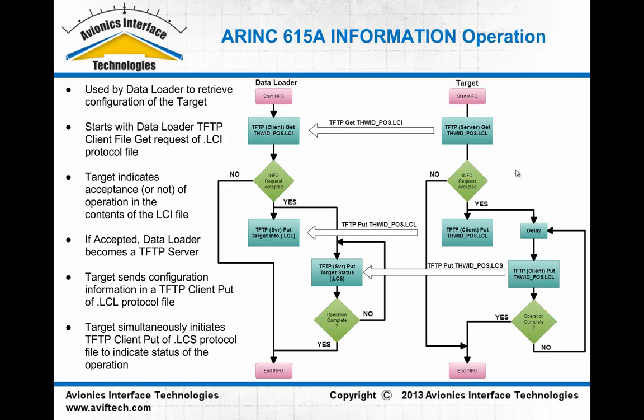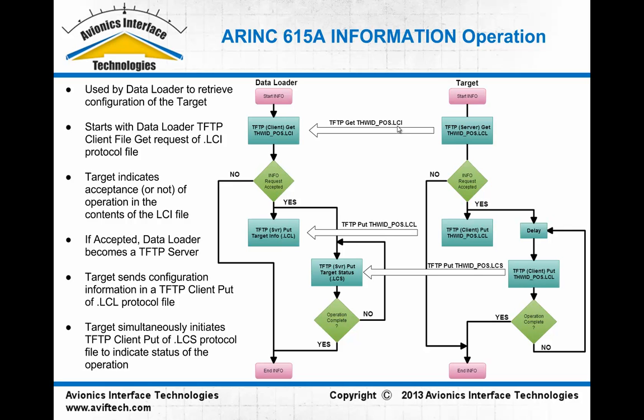The way an information operation starts off is that when the operator of the data loader kicks off the operation, the first thing that happens is the data loader uses its TFTP client to request to read a specific file with the extension LCI from the target. The content and format of this LCI file is defined in ARINC 615A. Essentially, you can think of an LCI file as a protocol message at the ARINC 615A level.